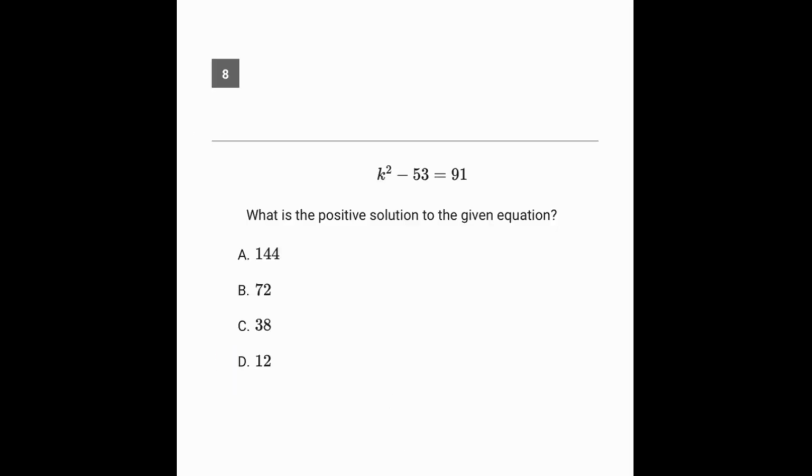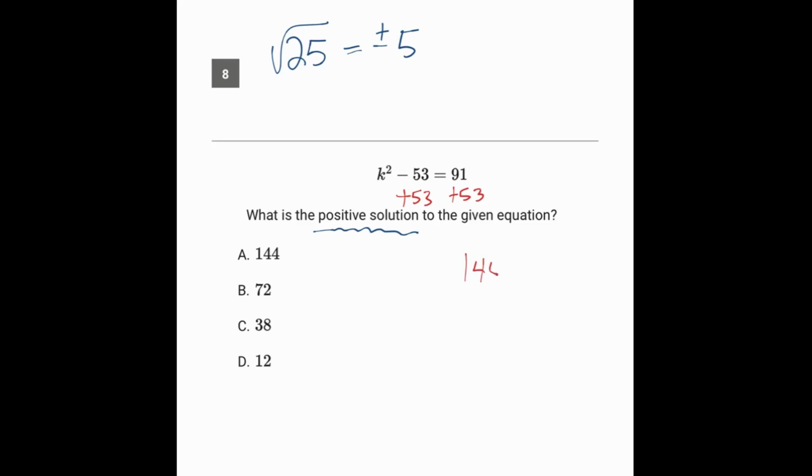Now going over to question number 8. Here we're being asked for one of the two solutions. And the reason there are two solutions is, for instance, if you had the square root of 25, well, that would actually be plus or minus 5, because 5 times 5 is 25, but negative 5 times negative 5 is also positive 25. So when we get two solutions, we're being asked to keep the positive one. So let's add 53 to both sides.